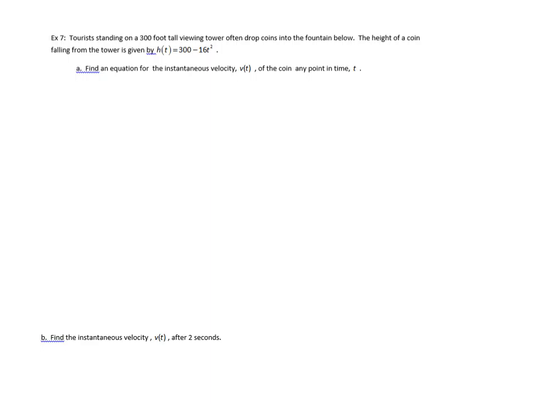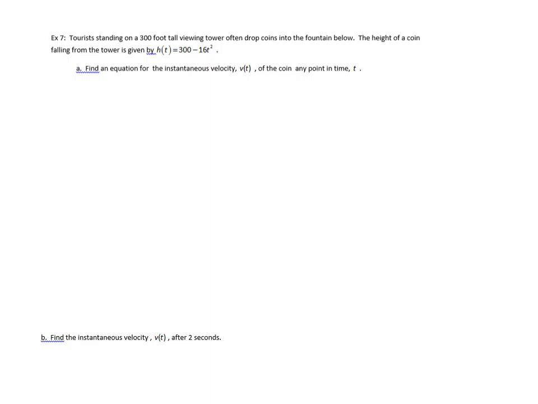Okay, example 7. Tourists standing on a 300-foot tall viewing tower often drop coins on the fountain below. The height of the falling coin is given by the equation h of t equals 300 minus 16t squared. So find the equation for the instantaneous velocity of the coin at any point in time.